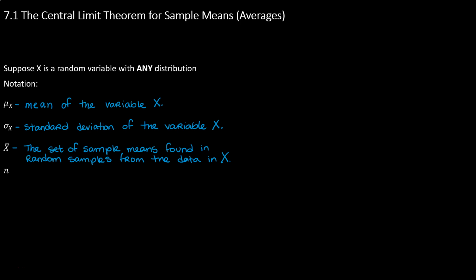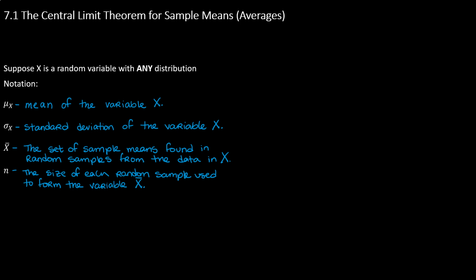So imagine that you have your data set capital X, our random variable with some distribution. I can take samples from that data set and calculate the mean on those samples. All of the means that I can calculate collected together, that's what this capital X bar is. So the set of sample means found in random samples that I have collected from the data set X. The size of those samples that we're collecting is determined by n, so that's the size of each of these random samples that we've used to create the variable X bar.